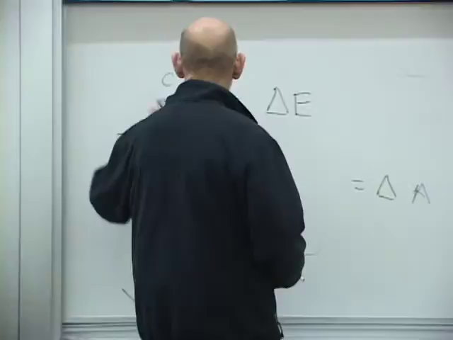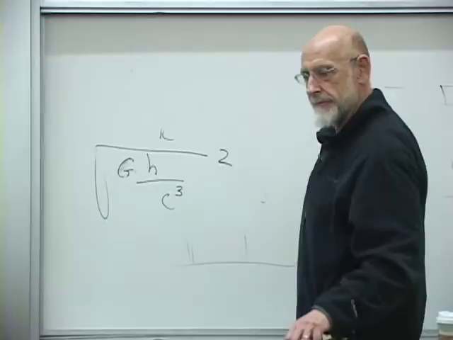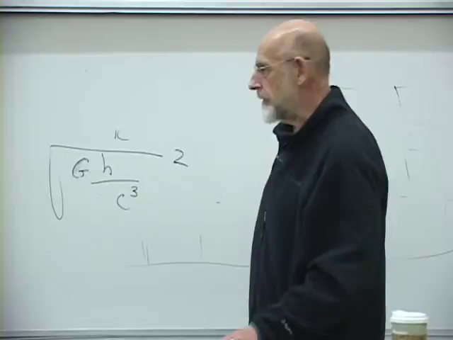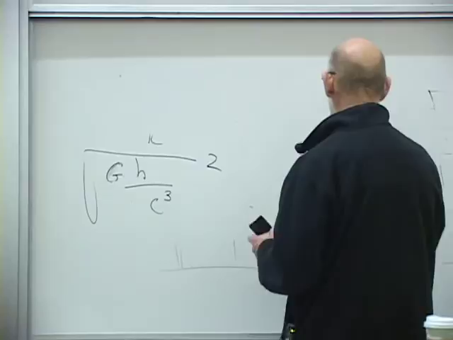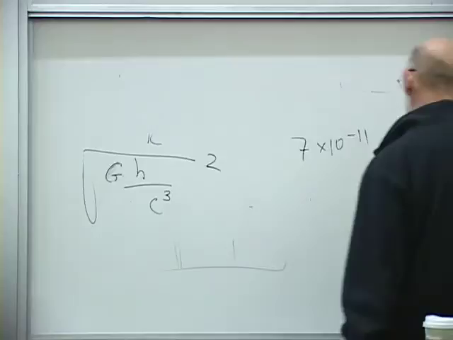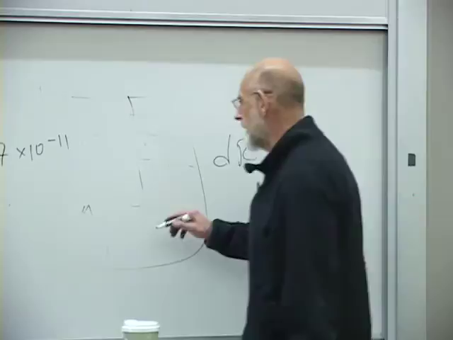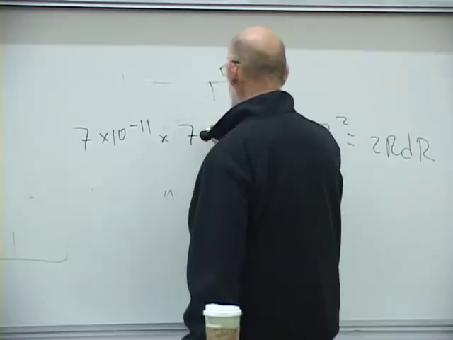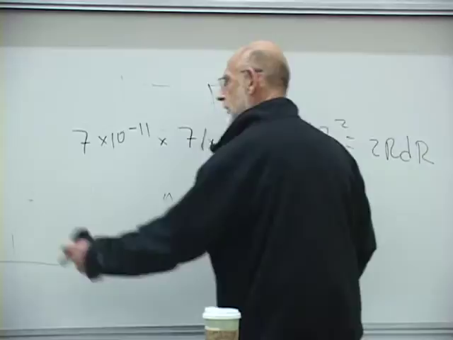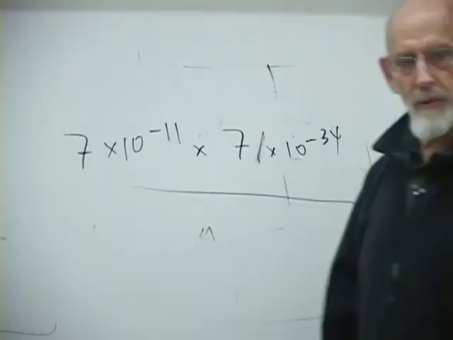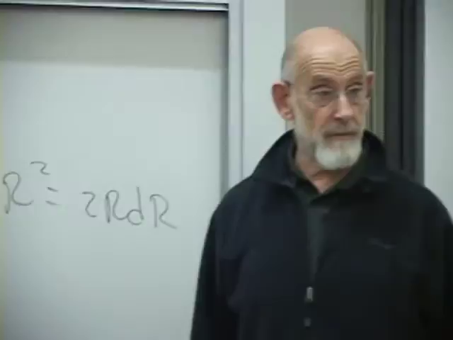Okay, G in ordinary units means kilograms, meters, seconds. G is about 7 times 10 to the minus 11th. How about Planck's constant? Is that h or h bar? H is 6. H bar is 1.054. Okay. 7 times 10 to the minus 34. That's this. And c cubed, how about c cubed? We're going to take the square root in a minute. But what's the cube of the speed of light? 27 times 10 to the 24th.